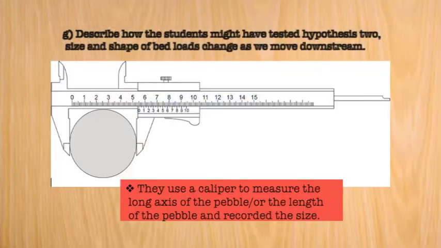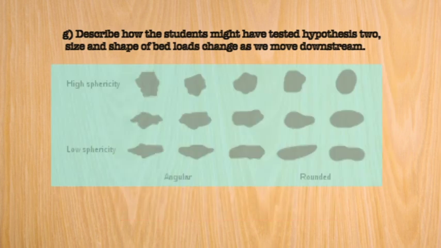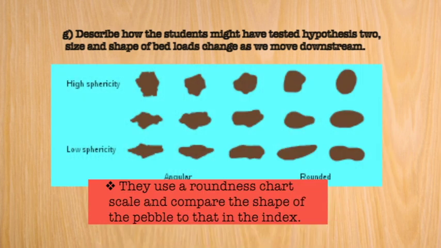They use a caliper to measure the long axis of the pebble or the length of the pebble and record the size. They use a roundness chart scale and they compare the shape of the pebble to that in the index.